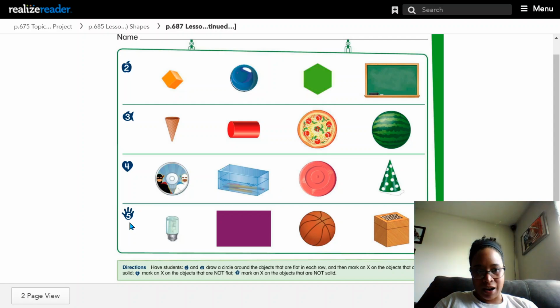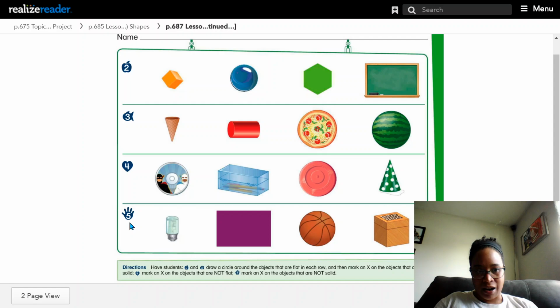Three-dimensional. Okay, and our last one, number 5, the hand. Take a look at the few objects we have here. Let's try this one first. What shape is that? Rectangle. Good. Now, is this rectangle 2D or 2-dimensional flat, or is it 3D, 3-dimensional solid? Can we see just one side, or can we see more than one side? We can only see one side, this side right here. So is this 2D or 3D? 2D. It is a 2D flat shape.